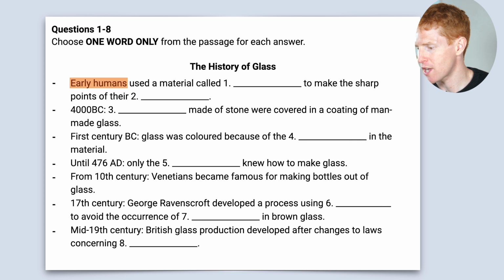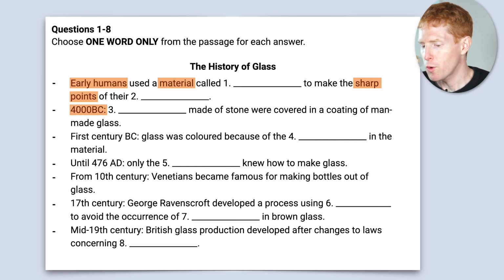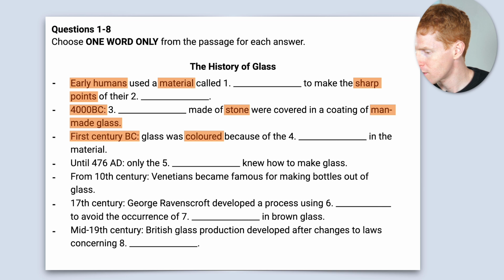Early humans used a material called something to make the sharp points of their something. 4000 BC, something made of stone were covered in a coating of man-made glass. Okay. 1st century BC, glass was colored because of the something in the material. Okay, so these are the phrases I'm highlighting. That's going to help me locate the answer.